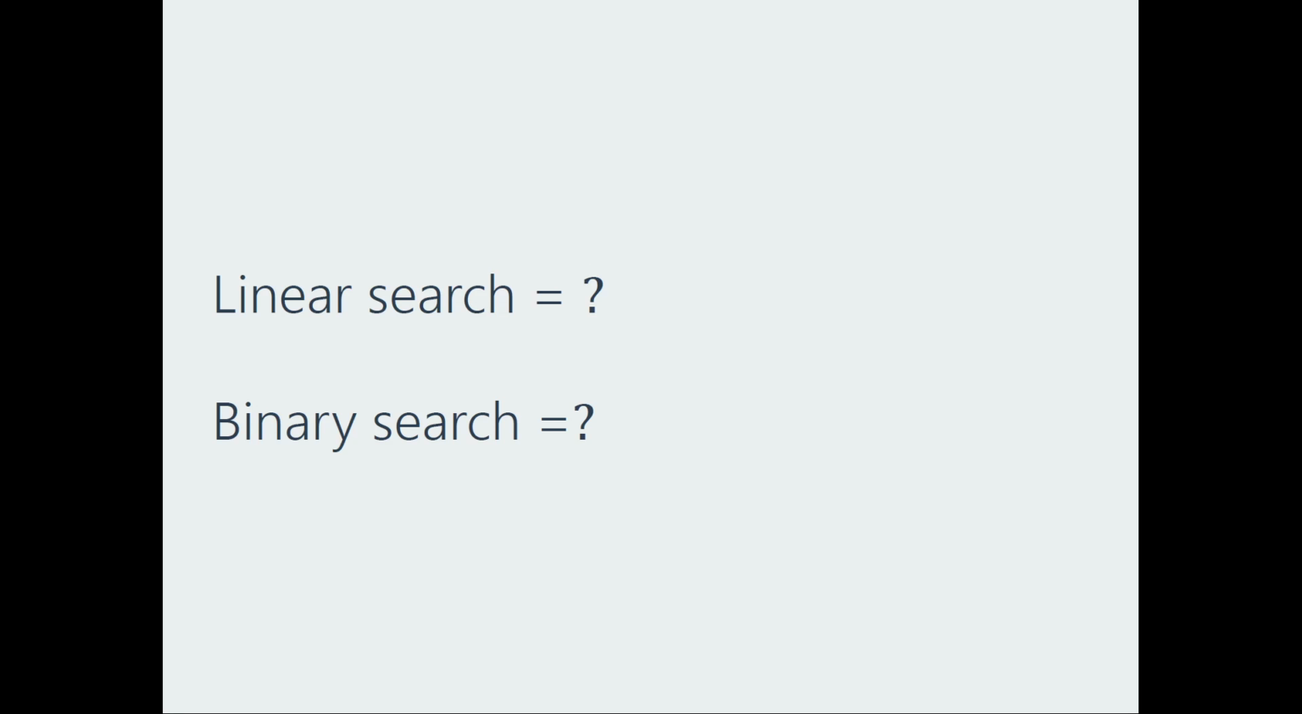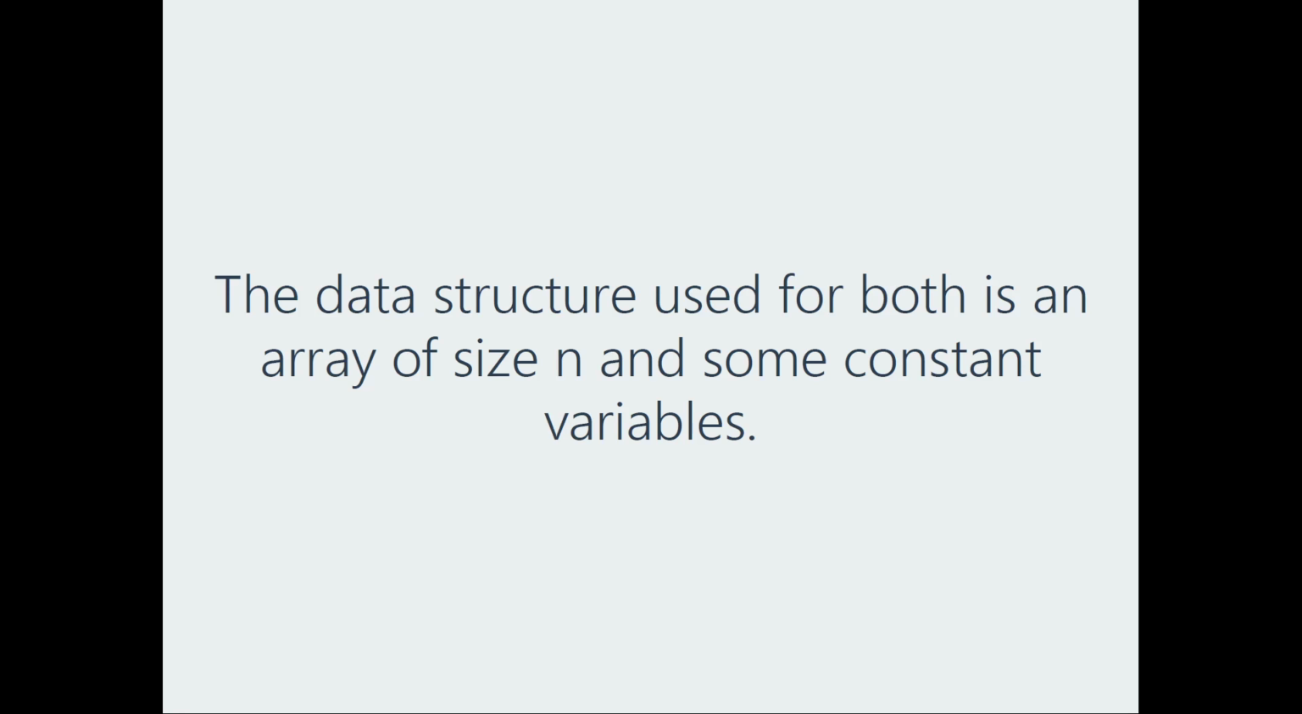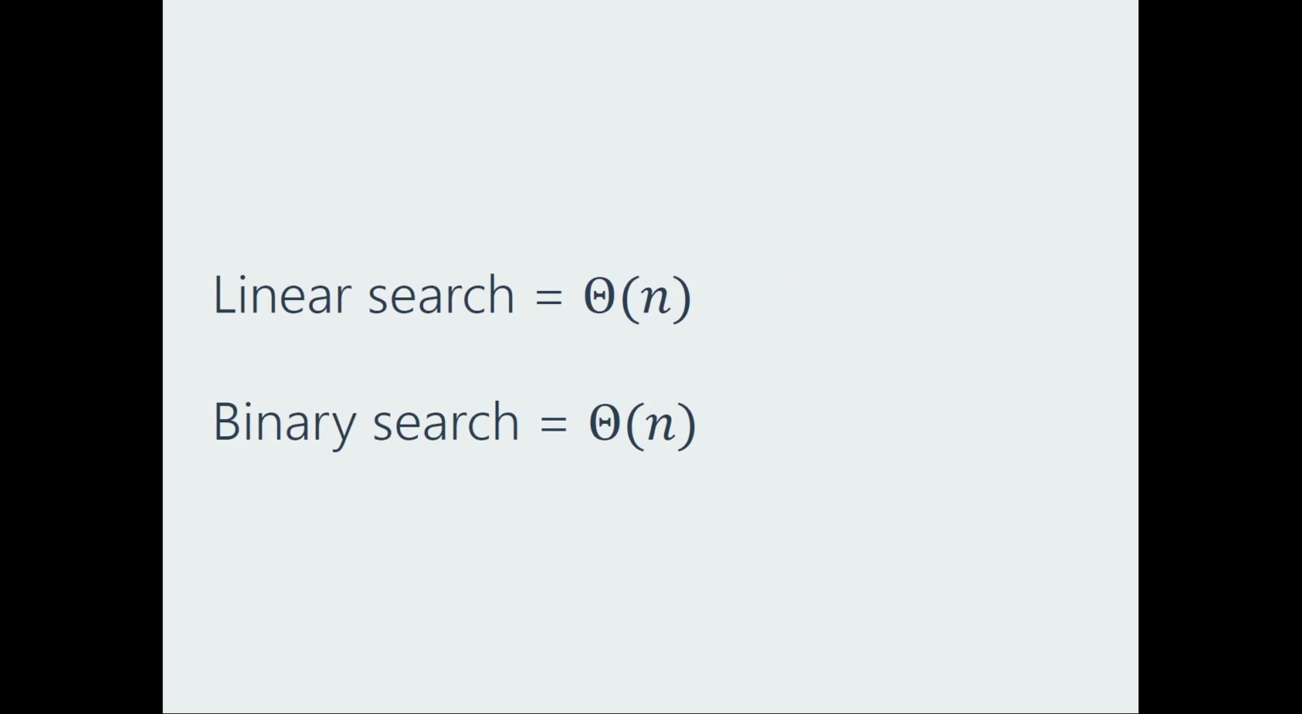What are the memory complexities of linear and binary search? So, to find out, we'll simply review the code. If you have reviewed the code, the data structure used for both is an array of size n and some constant variables. Therefore, both of them have a memory complexity of n, or theta of n.